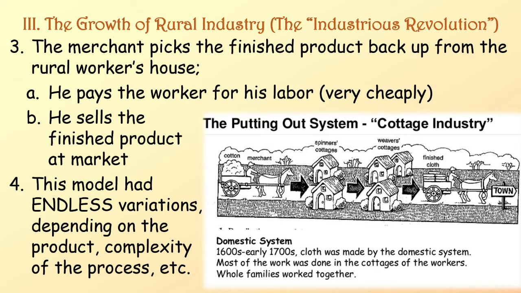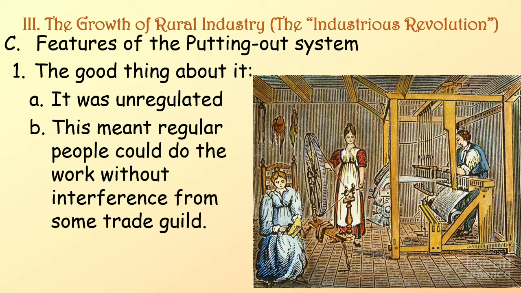Now, this model had endless variations depending on what the product was, how it was processed, how many steps it took to process that, how many different types of workers there were. It depended on the complexity of the process, etc. Features of this putting out system. The good thing about the putting out system was, number one, it was unregulated. And that meant that regular people out in the country could do the work without interference from some urban trade guild, because the trade guild, they can't get out there and regulate all that work that's going on out there. They can't control that.